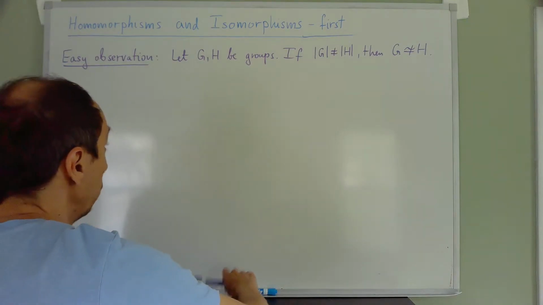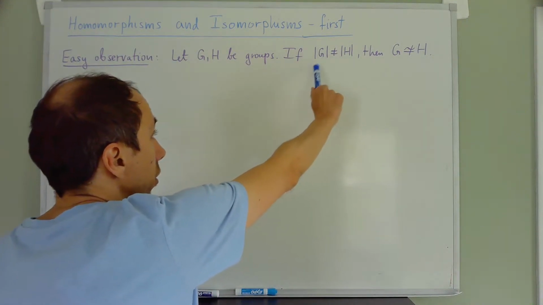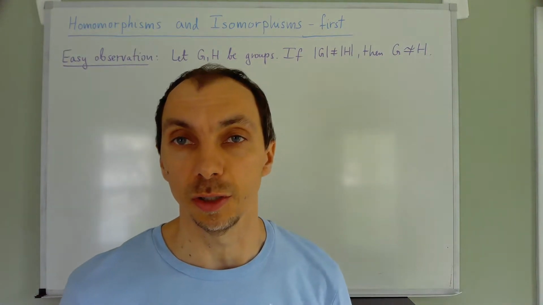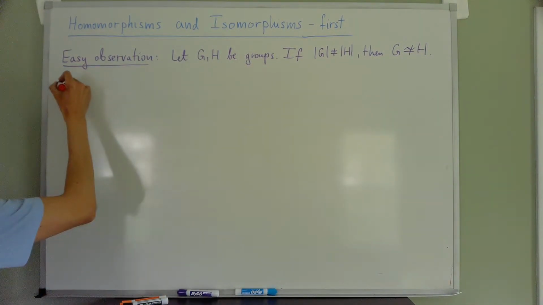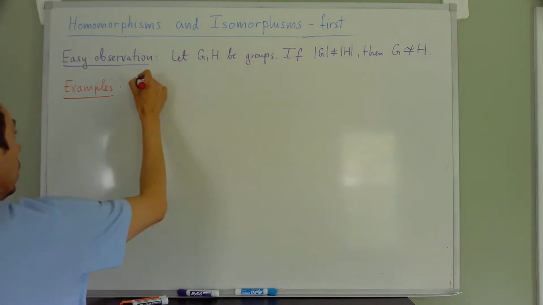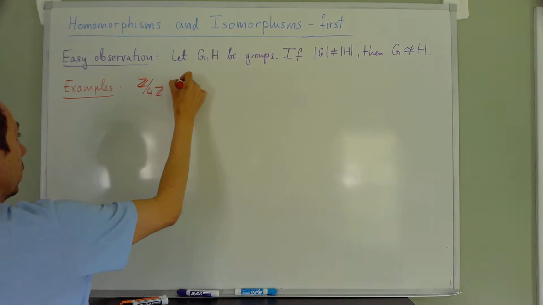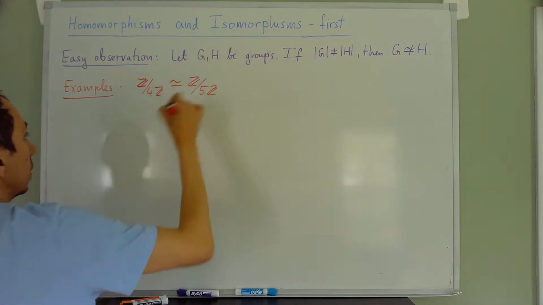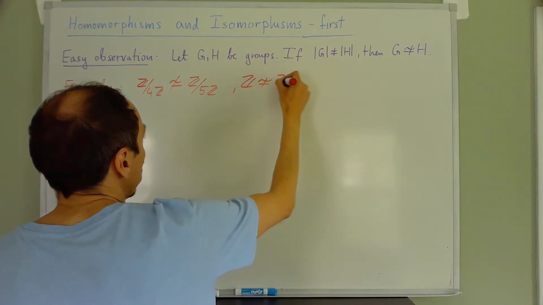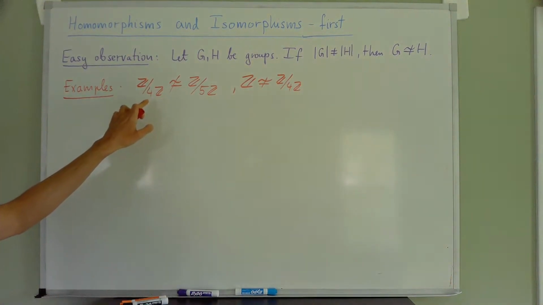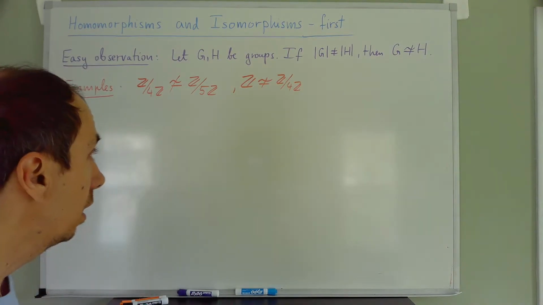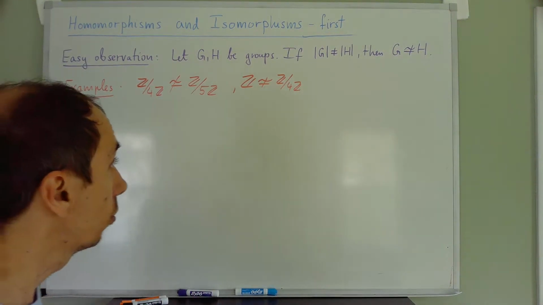So, phrased in the language of group theory, if G and H are groups and their orders are not the same, remember the order of the group is the number of elements in the group, then the groups are not isomorphic for sure. So easy examples of groups that definitely look different even through the lens of group theory: Z mod 4Z is not isomorphic to Z mod 5Z. Z is not isomorphic to Z mod 4Z. Because the order of Z mod 4Z is 4, the order of Z mod 5Z is 5, the order of Z is infinite, so they are definitely different groups.